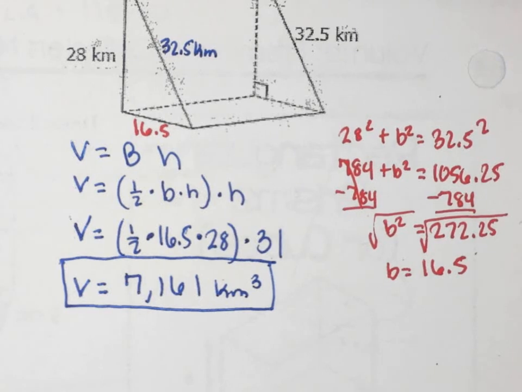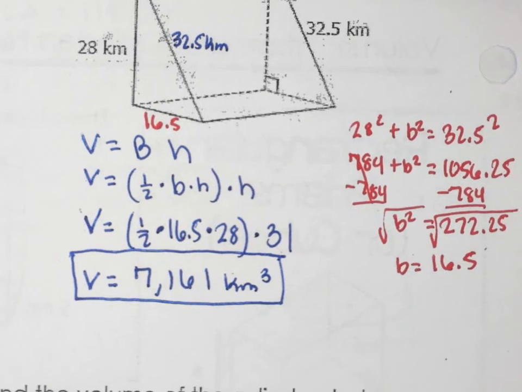Y'all already know, we do it so much, that y'all should know it's going to be an expectation for you to have to do Pythagorean on one of these problems to get whatever you're missing, whether it's a base or a height, and then after that, solve for volume. That's just expectation nowadays, so it is what it is.